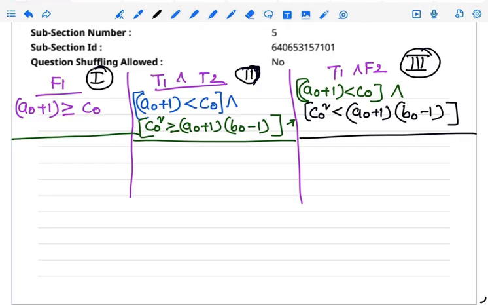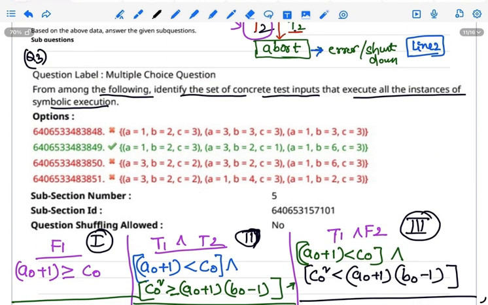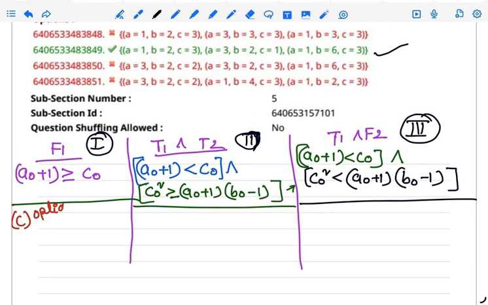So the three instances are satisfied by the given three options. Given four options, one of the options is correct. So we will check for the correct option. In option C, the set consists of three terms. So we will check one by one.